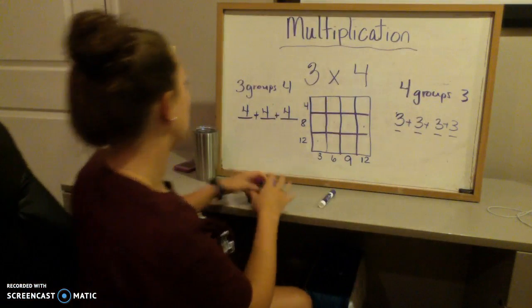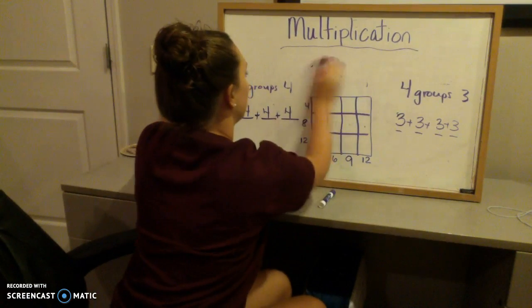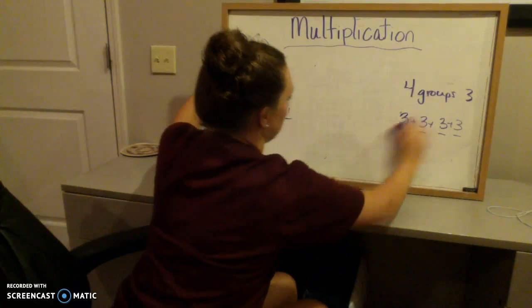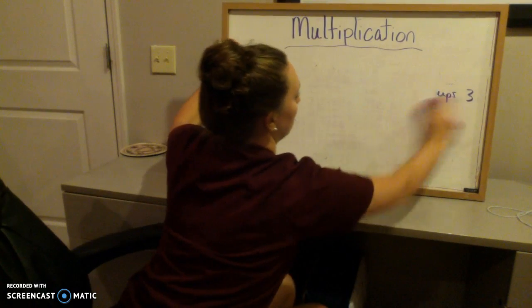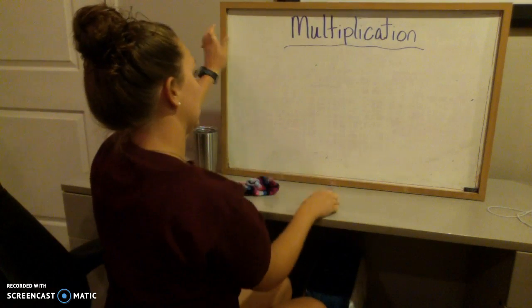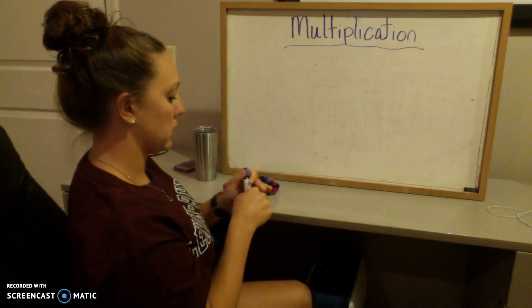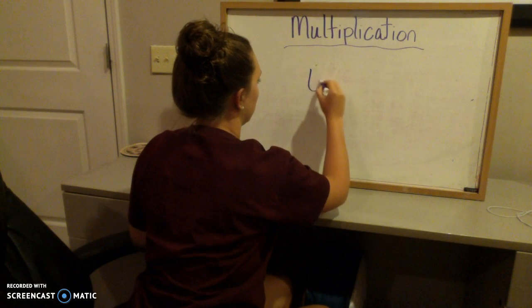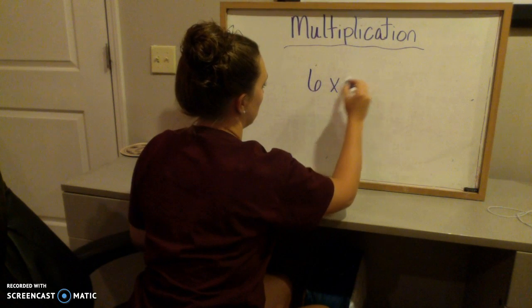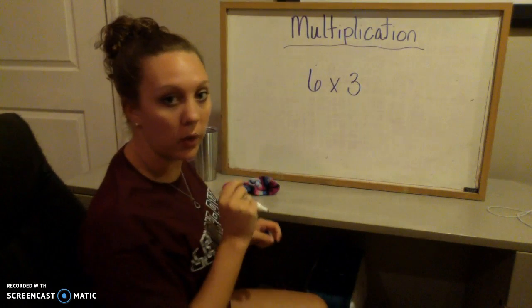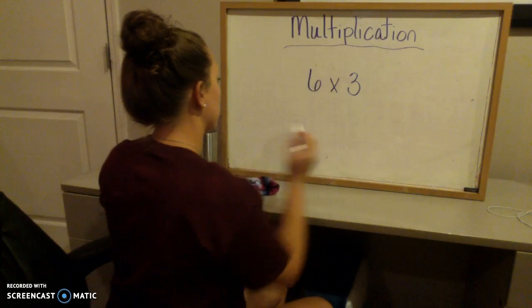Computer went off there. Let's try one more. You do this one by yourself. And then press the pause button. See if you can get it correct. All right, 6 times 3. You go for it. All right, here we go.